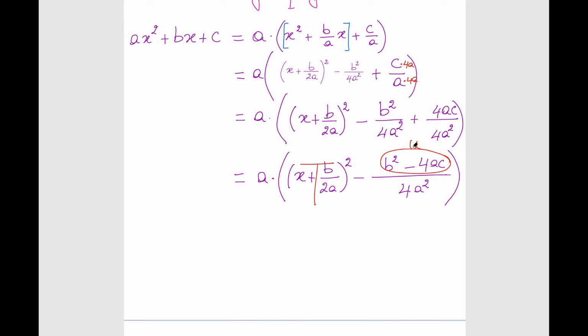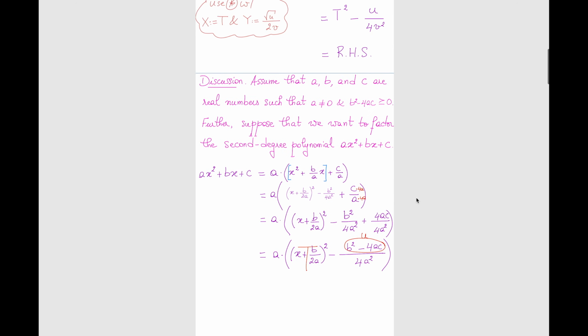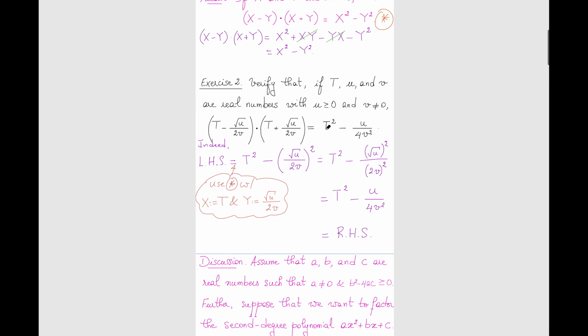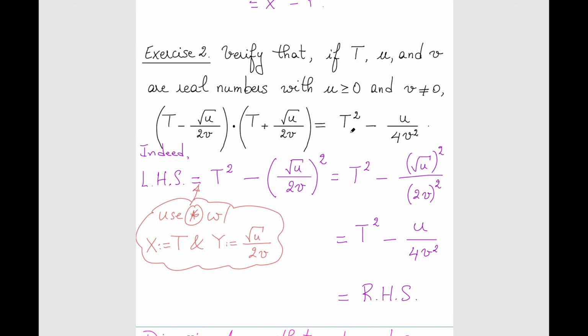Everything upstairs is labeled as u divided by 4a squared, right? So the structure now looks like t squared minus u over 4a squared. Keep this in mind: t squared minus u over 4a squared, right there. You see this? T squared minus u over 4a squared.